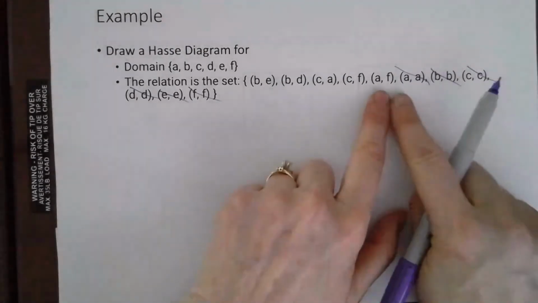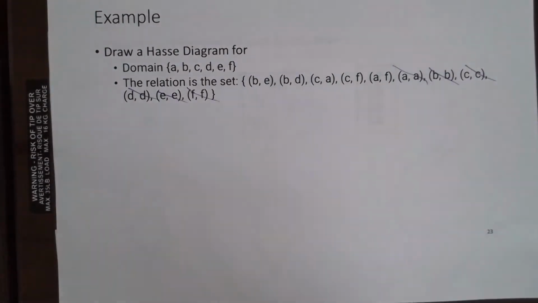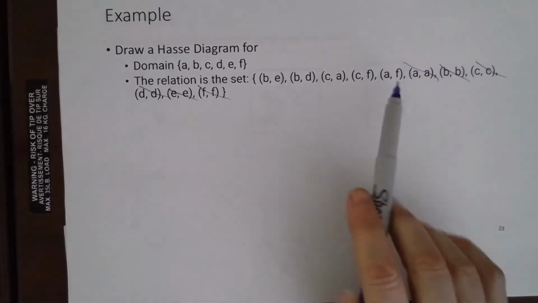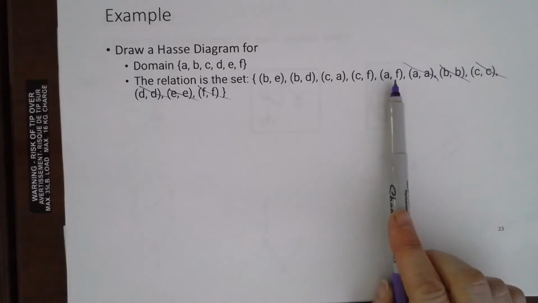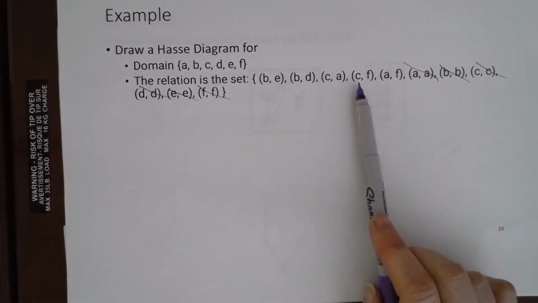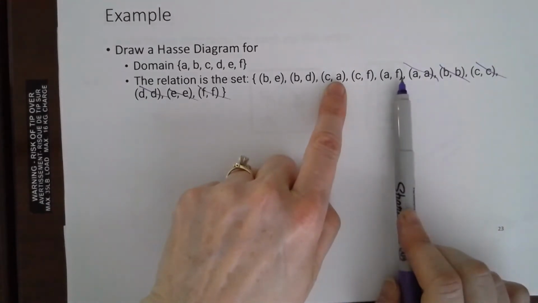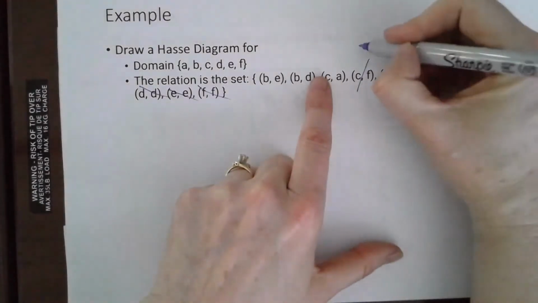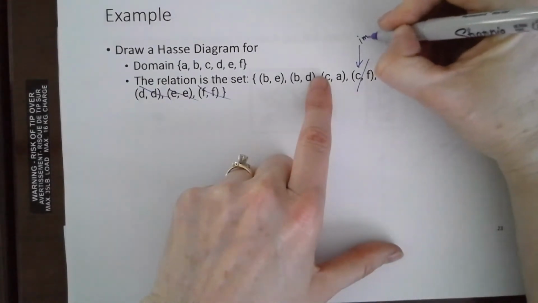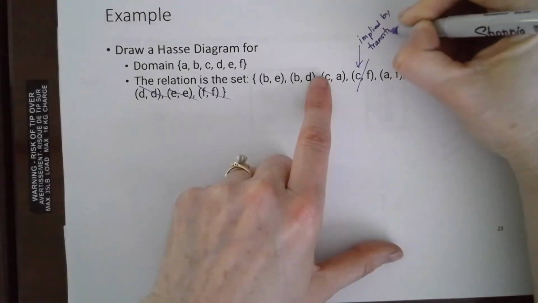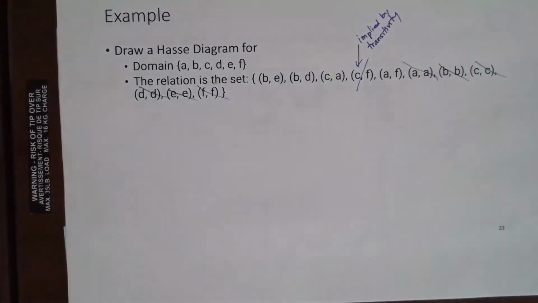So AF. I don't think so. Because I'd have to have A related to something and something related to F, so AF. I don't have A related to anything else. So I can't get rid of that one. That's important. How about C to F? Okay, so we've got C to A to F. So I know I have to have C to F by transitivity. So this one is implied by transitivity. So I won't have to put that one in there.